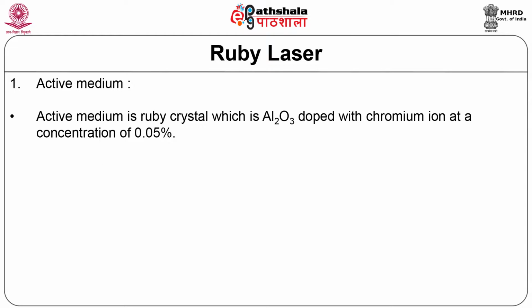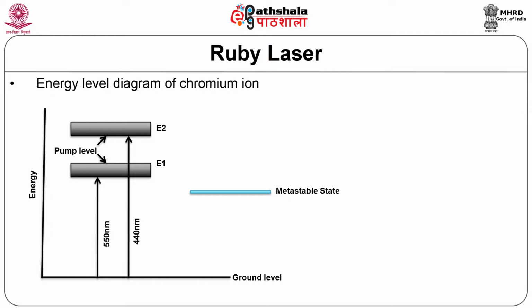Now, let us see what is the active medium in the ruby laser. Active medium is a ruby crystal, which is Al2O3 doped with chromium ions at a concentration of 0.05%. These chromium ions constitute the active centers. These centers provide a set of 3 energy levels suitable for lasing action. You can refer to the figure shown on the slide.